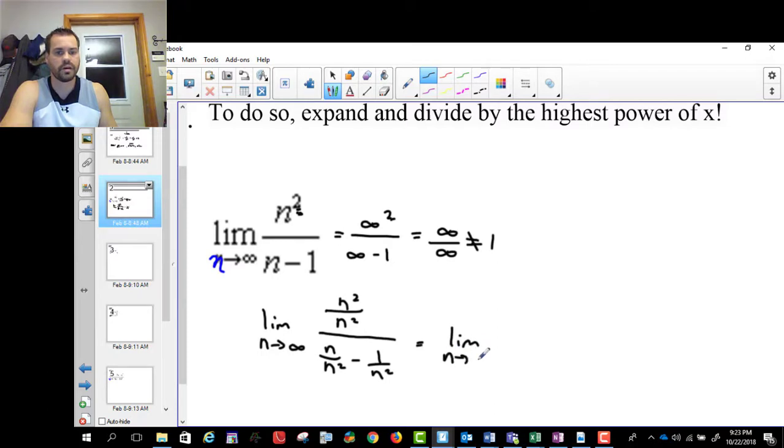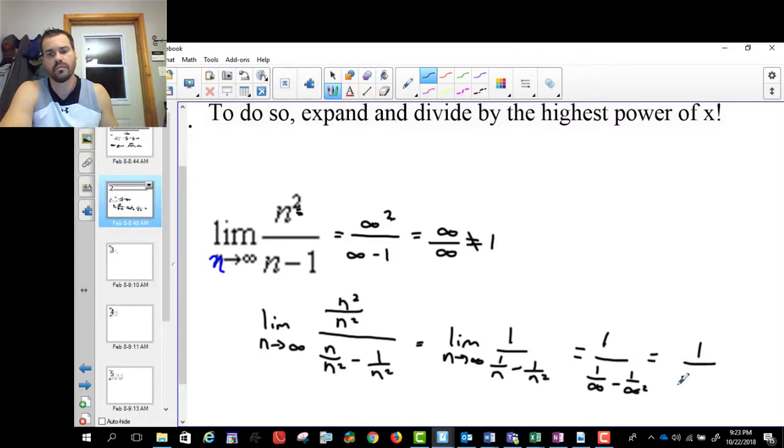So n squared divided by n squared gives me 1. n divided by n squared is 1 over n. And 1 over n squared just stays as 1 over n squared. Okay? And then I go, okay, now I'm going to let n go to infinity. So if I do that, then I don't have to write the limit anymore. And I'm going to have 1 divided by 1 over infinity minus 1 over infinity squared.